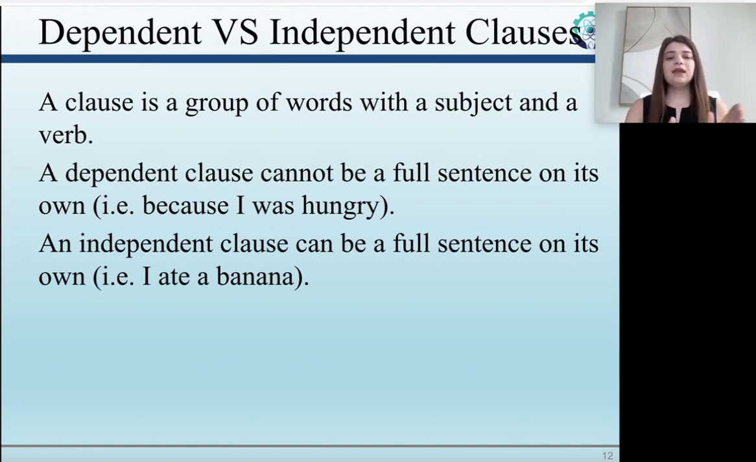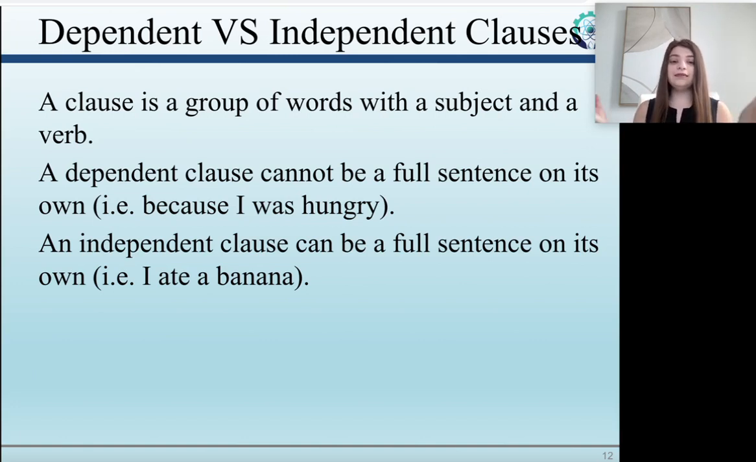Okay, let's talk about dependent versus independent clauses in a bit more detail. So, a clause, again, as we know from the very beginning of today, is a group of words with a subject and a verb, right? A dependent clause cannot be a full sentence on its own. "Because I was hungry." Well, what happened because you were hungry, right? We would have to ask, because this isn't a full sentence. Whereas an independent clause can be a full sentence on its own, such as "I ate a banana," right?